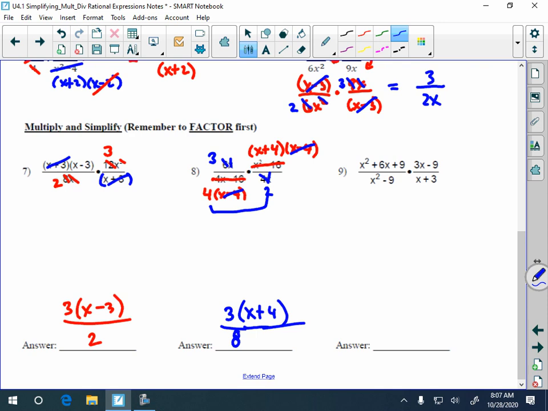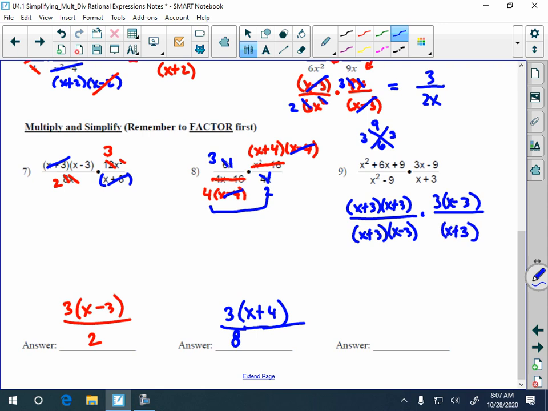All right, number 9. Let's see, I have a trinomial on top, so I can factor that. Use the x. So 9 and 6. So two numbers that multiply to 9, but add to 6 are 3 and 3. So on top, I'll just rewrite it. x plus 3, x plus 3. On the bottom, I have a difference of squares. That's x plus 3, x minus 3, times 3x minus 9. There's a GCF in there I can pull out. I'm going to pull a 3 out, so that's x minus 3. And then on the bottom is just x plus 3.